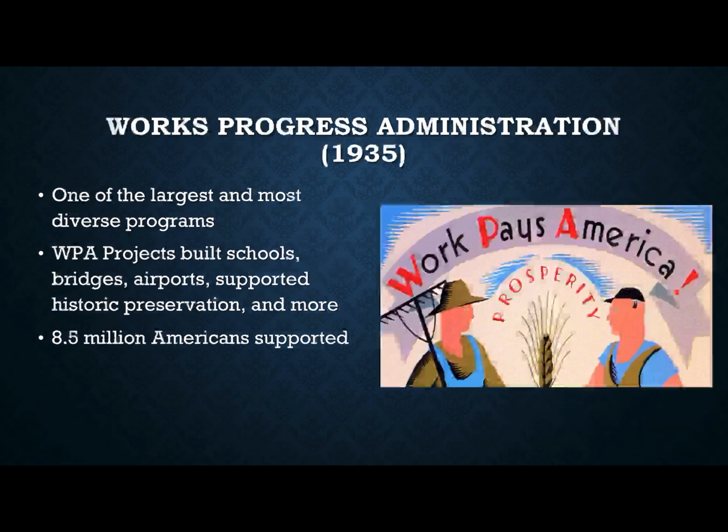The Works Progress Administration was established in 1935 by Executive Order Number 7034 under the Emergency Relief Appropriation Act. The WPA was created to alleviate mass unemployment in the United States, and did so by being one of the largest and most diverse programs in the New Deal. The WPA had projects that built schools, bridges, airports, parks, water lines, and more, and it supported over 8.5 million Americans.